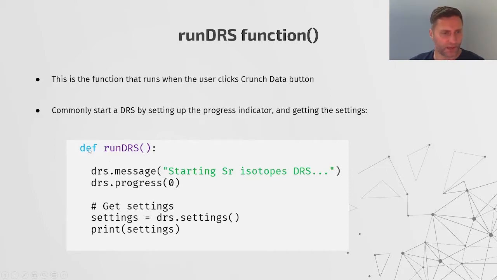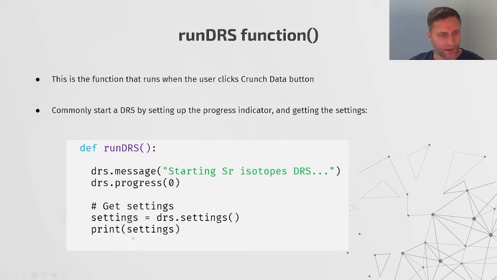Generally, you'll want to start, after the function is defined, by printing out a message that just tells the user which DRS is running and setting the progress to 0. So this will just update that progress indicator in the bottom right. The next thing that I tend to do is extract the settings dictionary to a variable called settings. It's exactly the same, it just cuts off this DRS dot part. You could just use this throughout. It's only going to save 4 characters, but I find that conceptually works better for me.